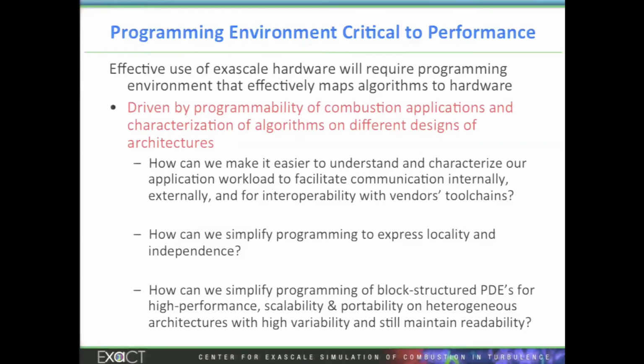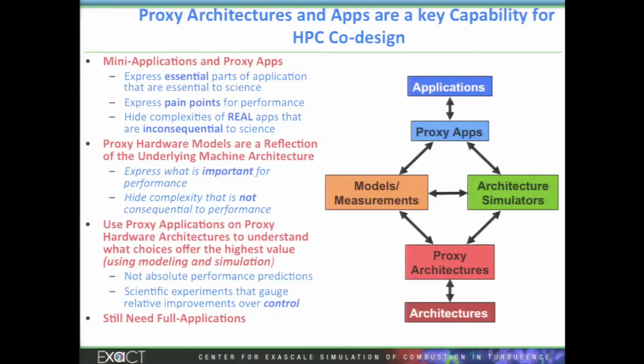A word about programming environments that are critical to performance. I think it's already been pointed out that what we really need is to come up with a programming model to express locality and independence, and to be able to program these block-structured partial differential equations for high performance, scalability, and portability on heterogeneous machines with a lot of variability, but still enable the domain scientists to read their code.